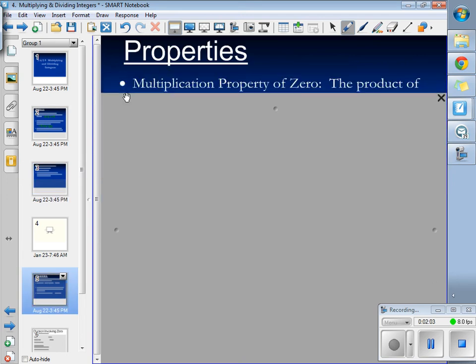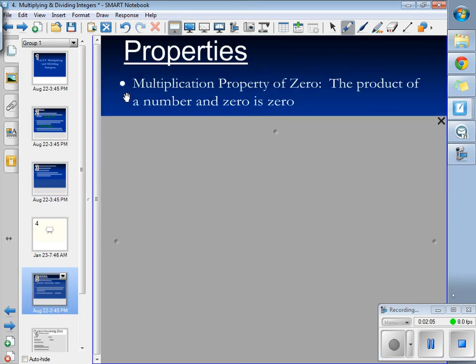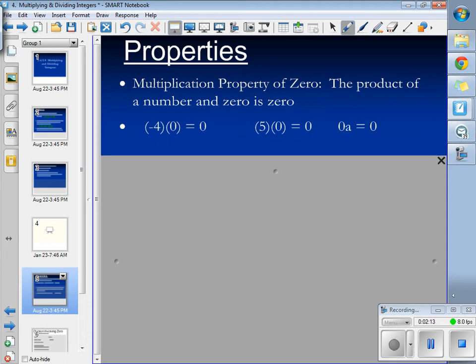Properties. Multiplication property of 0. The product of a number and 0 is 0. Examples: -4 times 0 is 0. 5 times 0 is 0. 0 times a is 0.